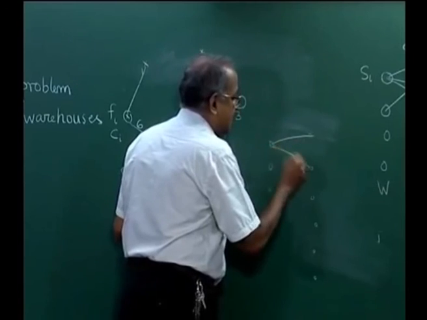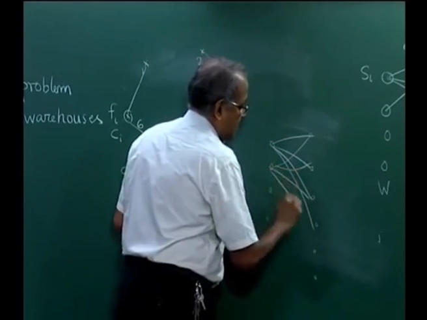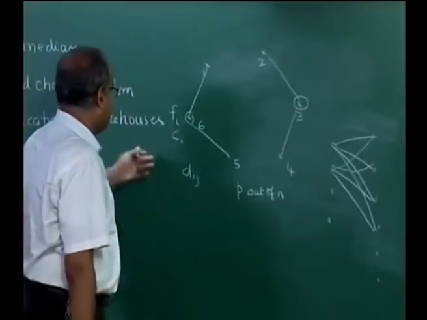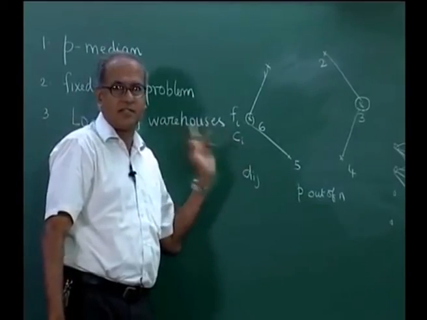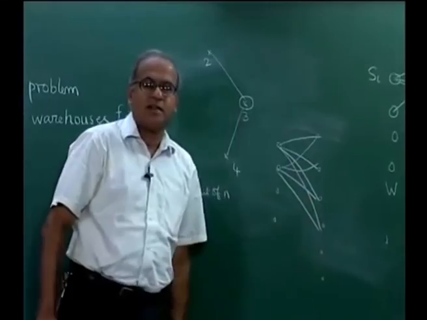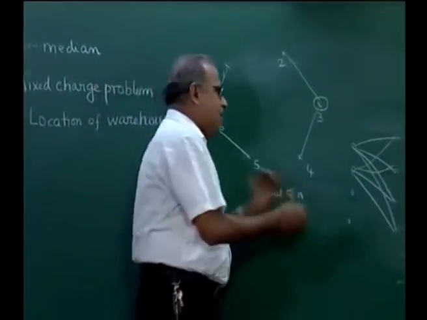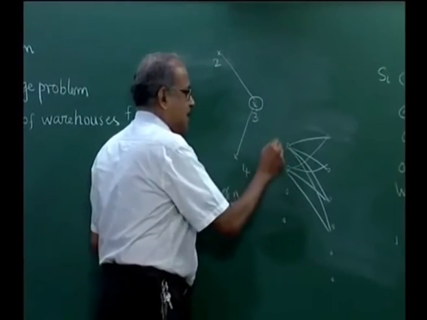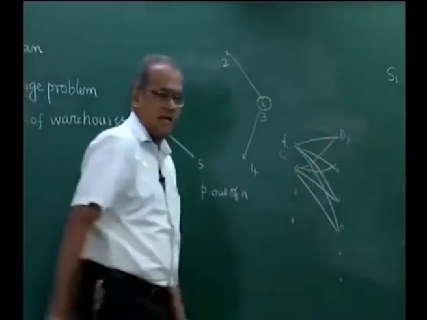Now again the Dij's are like this and so on. Here the Dij will be a square matrix: if there are 6 points we will get a 6 into 6 Dij. Now here, if there are 4 sites and 6 customers, the Dij matrix will be a 4 into 6 matrix. Then we want to find out which two of these we select. There is an Fi, there is a Ci and there is a Dj.